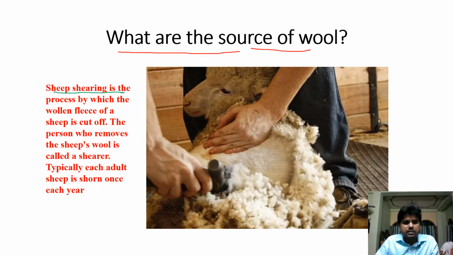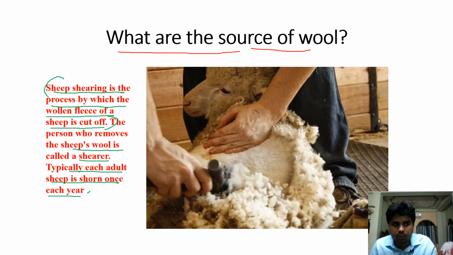Sheep shearing is the process by which the woolen fleece of a sheep is cut off. The person who removes the sheep's wool is called a shearer. Typically, each adult sheep is shorn once each year. So we came to know that sheep shearing is a process by which woolen fleece or wool is removed, and the person who removes the wool is known as a shearer. This wool is taken off only once in a year. These are the three points you have to remember.